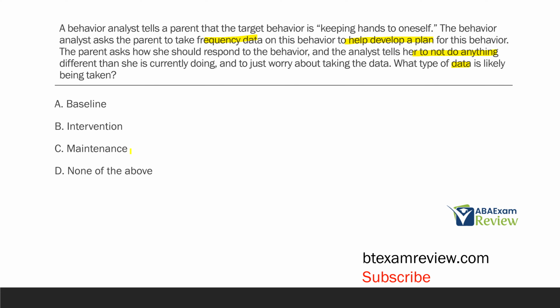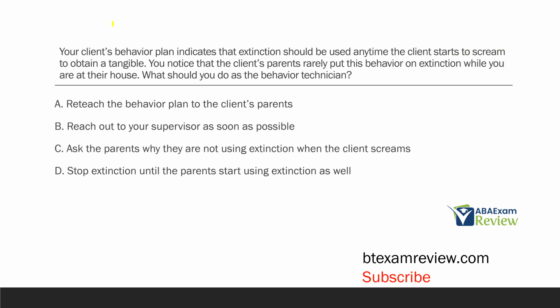So what type of data is likely being taken? Well, A, baseline. Your client's behavior plan indicates that extinction should be used anytime the client starts to scream to obtain a tangible. You notice that the client's parents rarely put this behavior on extinction while you're at the house. What should you do as the behavior technician?